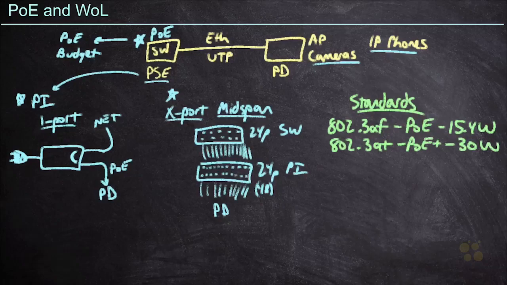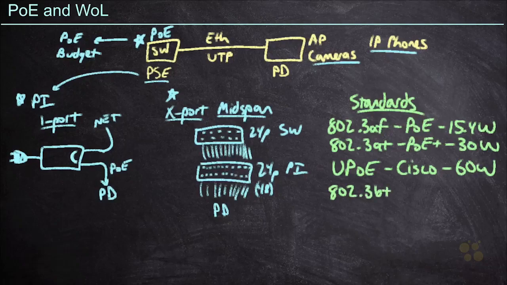Now at this point, the industry took a break, and Cisco got a little impatient, and so they developed something they called Universal Power over Ethernet. Universal Power over Ethernet is Cisco only, and it provides up to 60 watts per port. But the industry did eventually get around to releasing something new, and so they released 802.3bt. 802.3bt is known as PoE++, and it can support up to 90 watts of power.